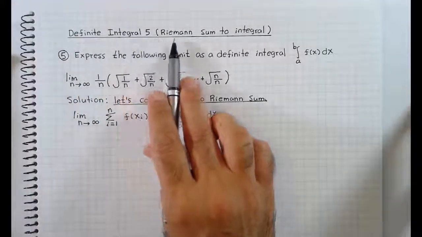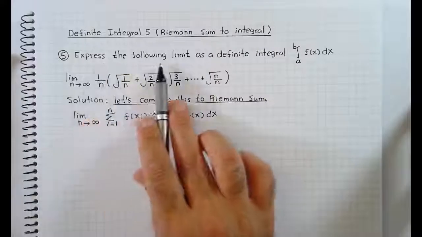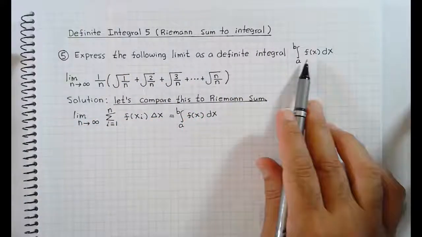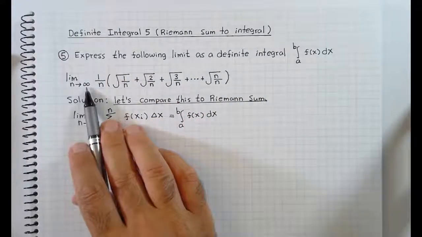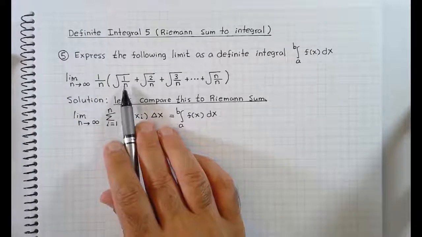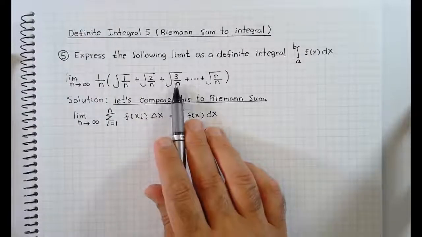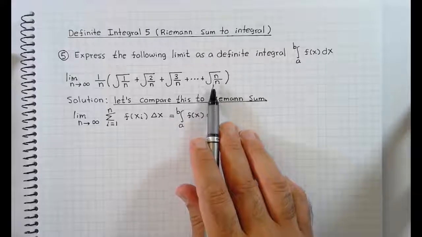Definite integral 5, Riemann sum to integral. Express the following limit as a definite integral, a to b f of x dx. Limit n approaches infinity, 1 over n, root 1 over n plus root 2 over n plus root 3 over n plus ... root n over n.